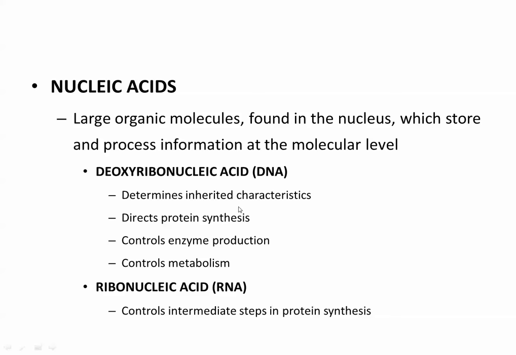So DNA determines your inherited characteristics, i.e. how tall you can become, how strong you can become, what color your eyes are, what color your hair is, and that sort of thing. Of course, there are environmental factors that determine this as well, but the parameters of your potential development are all contained within your DNA. It directs protein synthesis in the body, and enzymes are proteins, and it also helps control metabolism because metabolism is controlled through enzymes.